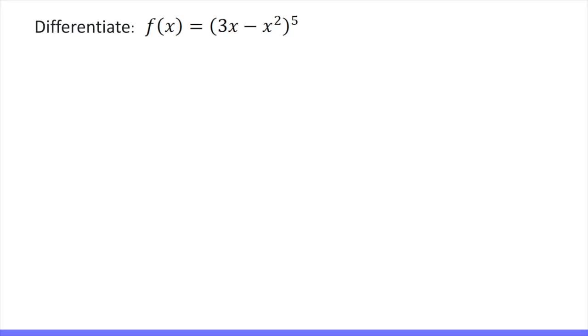Today we'll be learning a new rule to help us differentiate complicated looking functions, such as this one over here, 3x minus x squared all to the power of 5. Now this is quite complicated because what you would usually need to do is expand it first, and it's to the power of 5, so it's going to be quite long, and then you would simplify it, then you would differentiate, and you might want to factorize it at the end to make it look quite simple. Well, luckily for us, there is actually a rule to help us complete this.